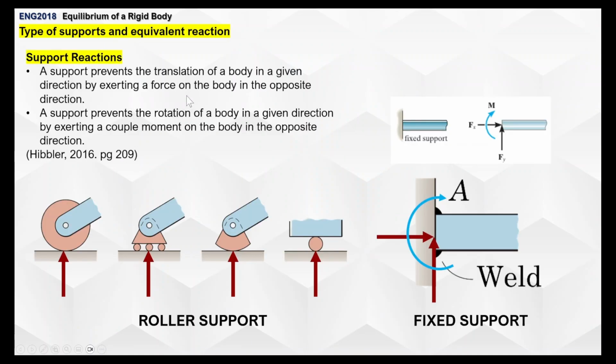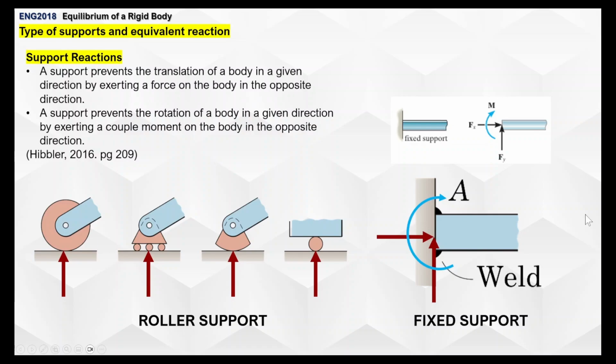Here are the types of supports and their equivalent reactions. So before, we were not considering what the reaction of those supports was, because technically, we were neglecting their weight. But this time, although on some occasions we will still neglect the weight, we are now considering the reaction on the supports. So what are support reactions? A support prevents the translation of a body in a given direction by exerting a force on the body in the opposite direction.